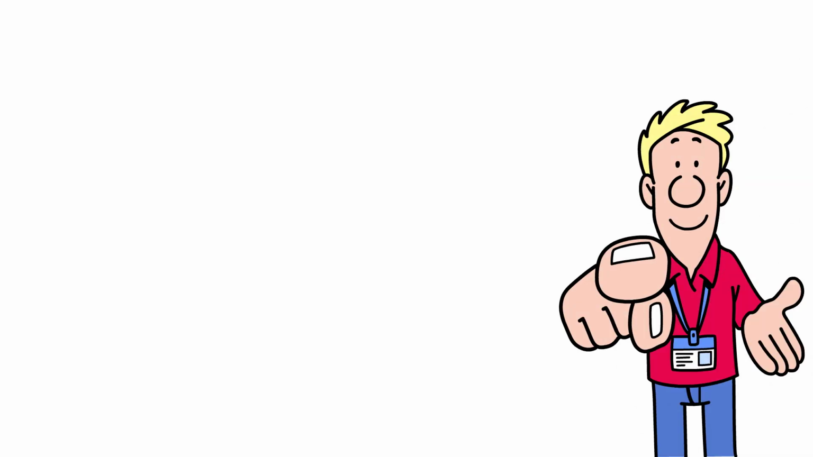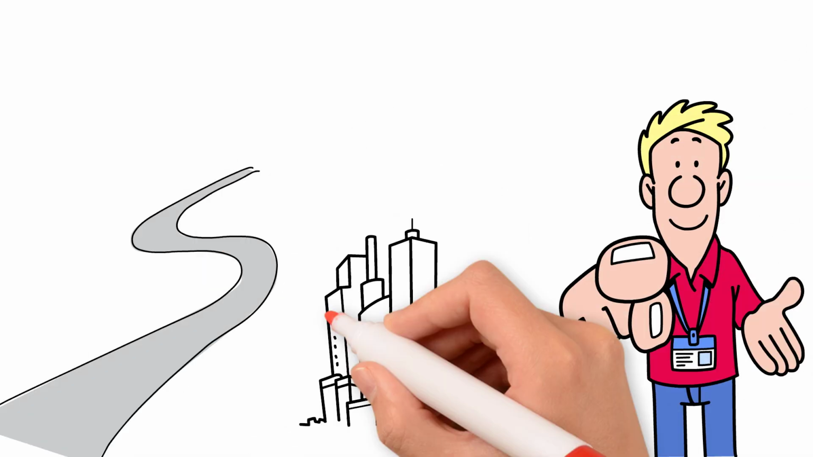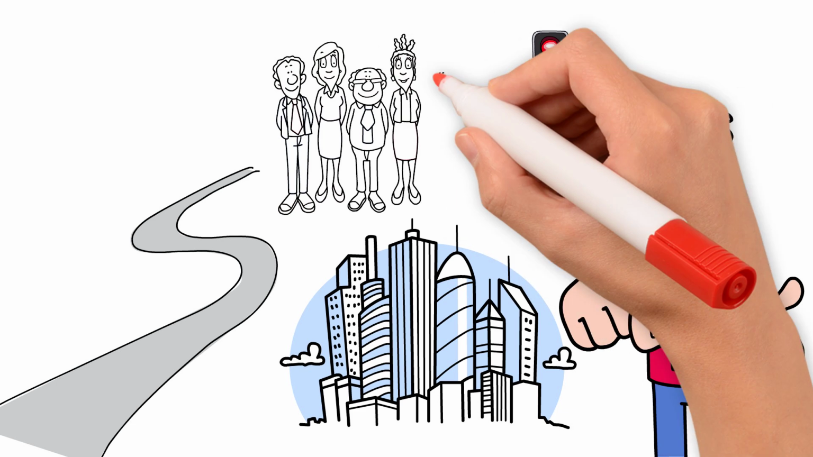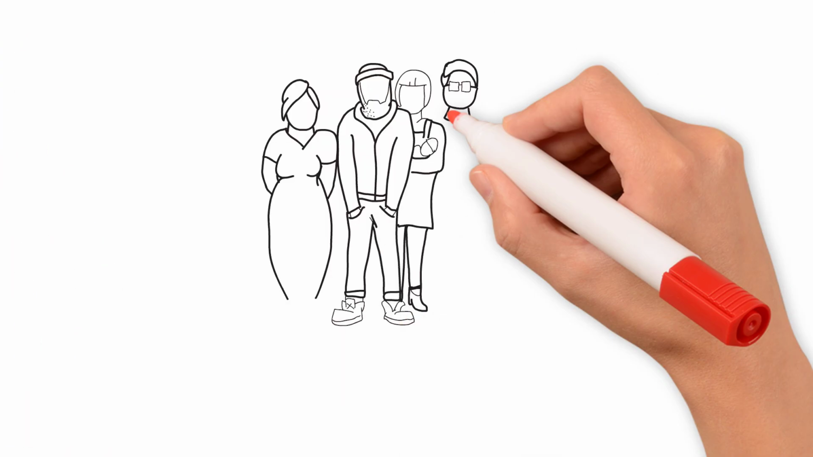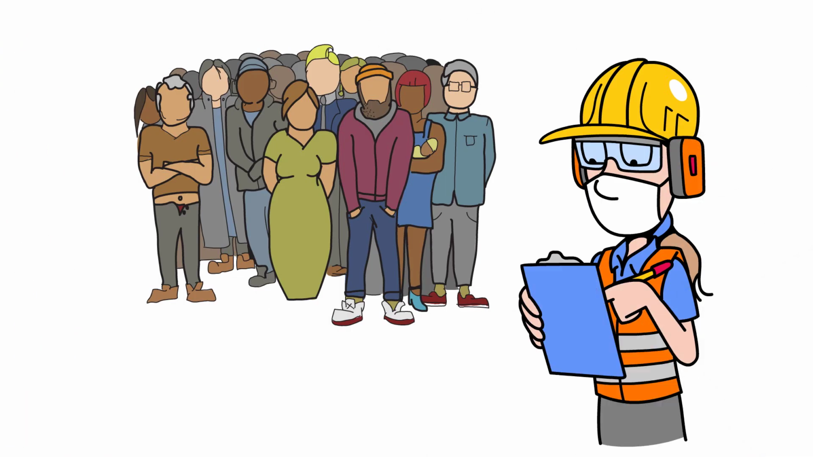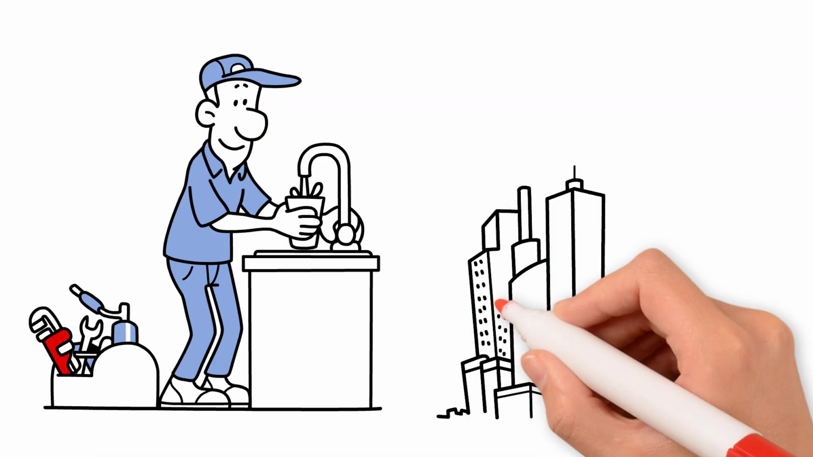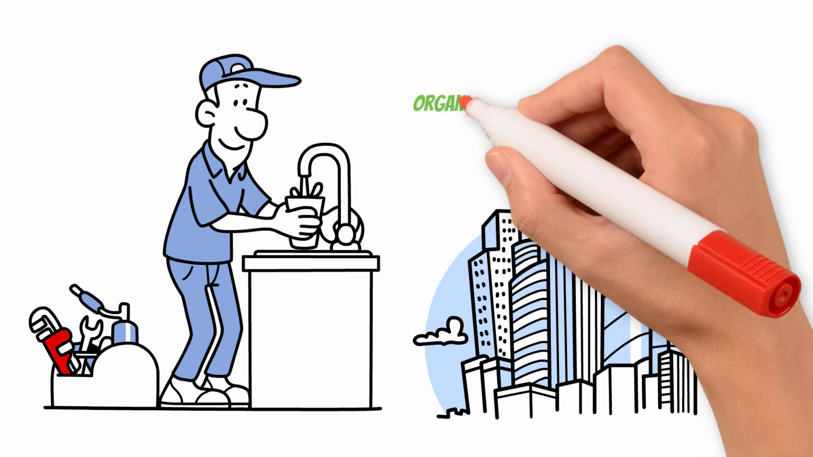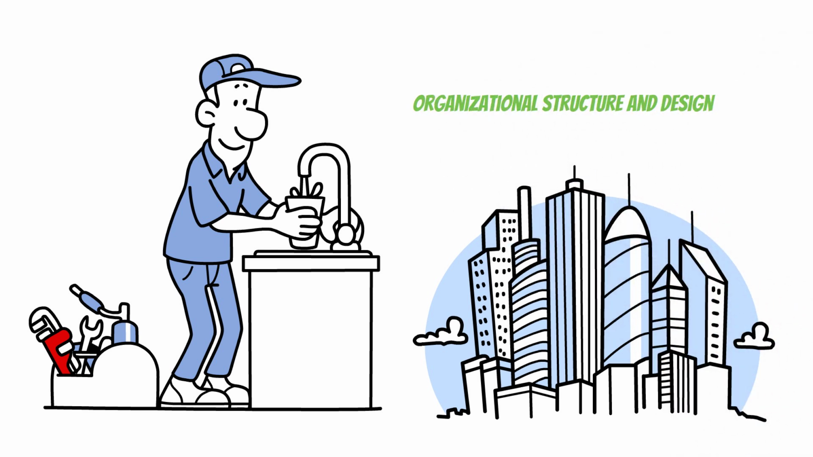Have you ever built a Lego city? You need roads, buildings, traffic signs, and people all in the right places. If everyone is doing the same thing in the same spot, it's a mess. But if each part has its role, the city runs smoothly. That's exactly what organizational structure and design is all about.